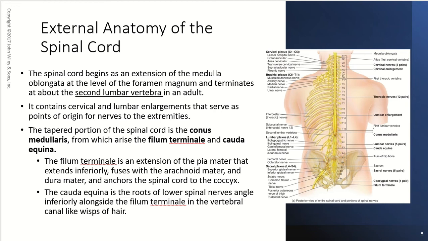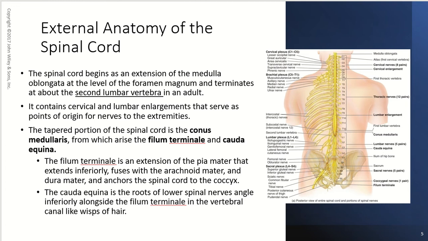So the filum terminale is going to be an extension of the pia mater, one of those meningeal layers, that innermost layer, and this is going to extend inferiorly, and it's going to fuse with the arachnoid mater and the dura mater, and it's going to anchor the spinal cord to the coccyx. The cauda equina, on the other hand, is going to be the roots of the lower spinal nerves that are angled inferiorly along the filum terminale in the vertebral canal, kind of like wisps of hair.